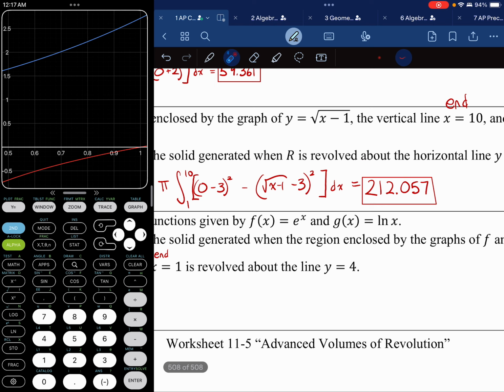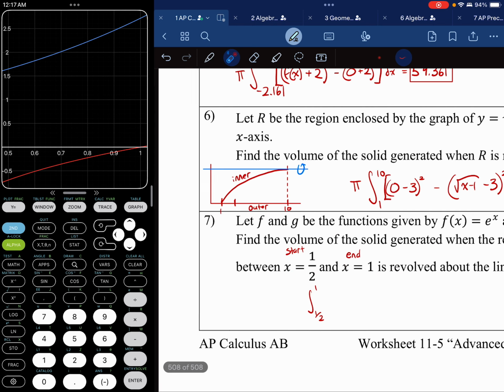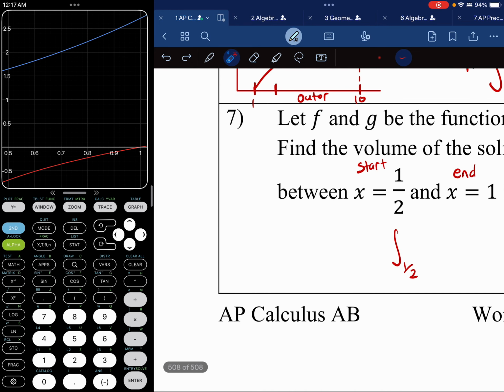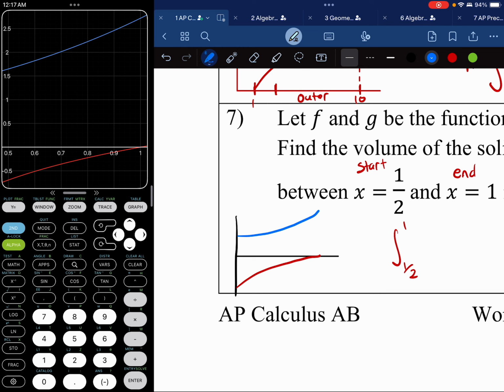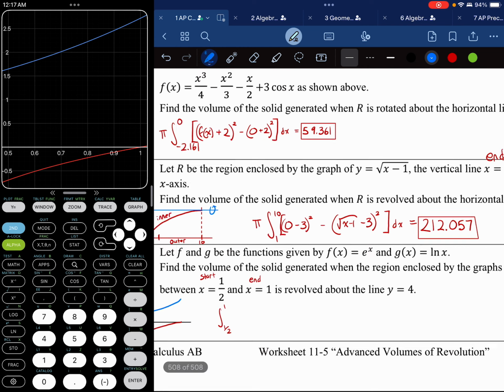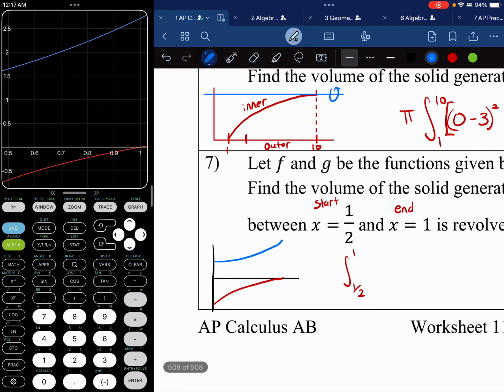Okay, where are we revolving around? We're revolving around y is equal to 4, which means, let me do a quick little diagram to help my mind understand what's going on here. I have axes that look like this. I have a red function that goes kind of like this, and I have a blue function that goes like this. Yes, it does make that sound. And I'm revolving around the line y is equal to 4, which is way up here. I'm just going to say it's right up here.